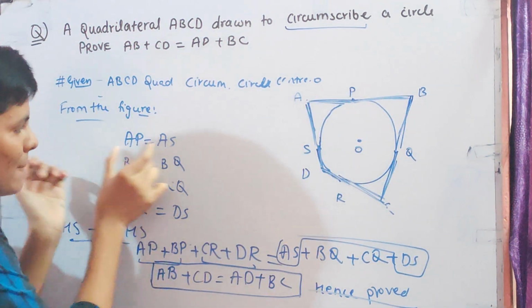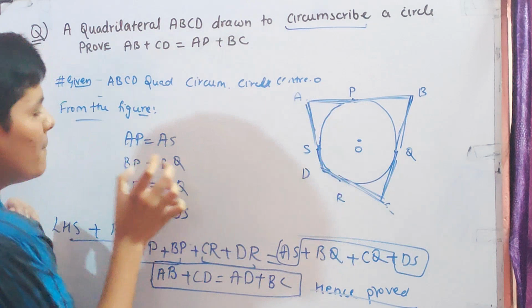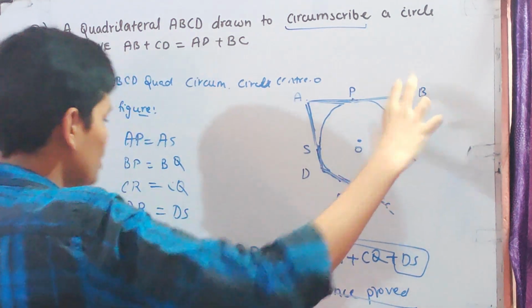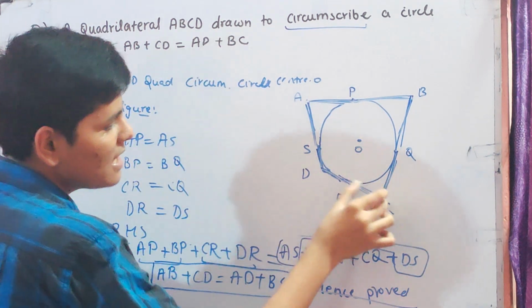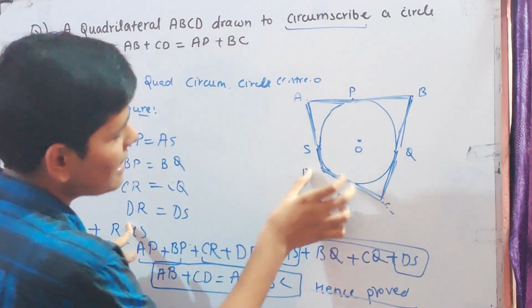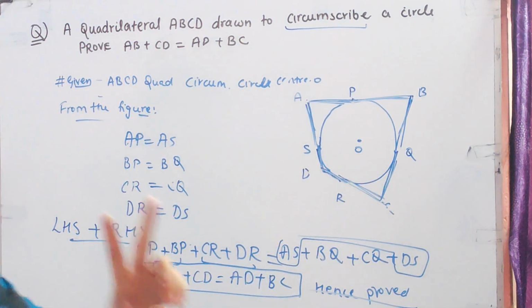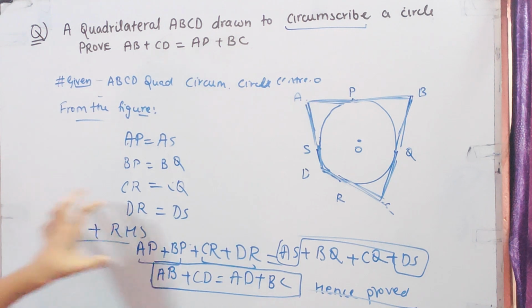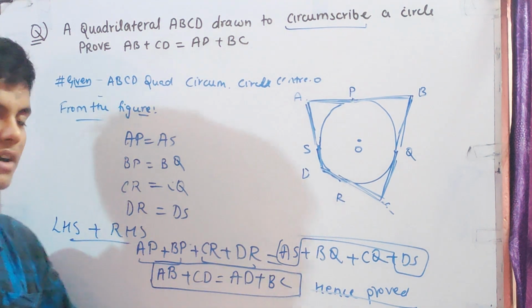So what did we do? AP is equal to AS. BP is equal to BQ. CR is equal to CQ. And then DR and DS are equal. So hence, we used theorem number 2. Then we added the LHS and RHS. If we add them, we got our answer.